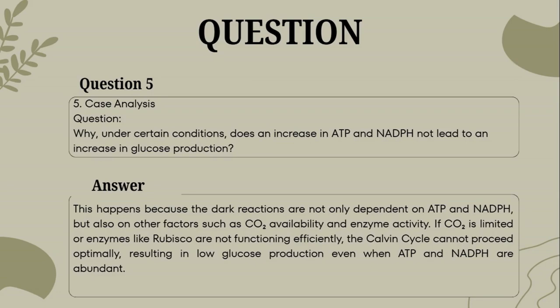Next question, case analysis. Why under certain conditions does an increase in ATP and NADPH not lead to an increase in glucose production? This happens because the dark reactions do not only depend on ATP or NADPH, but also on other factors such as CO2 availability and enzyme activity. If CO2 is limited or enzymes like Rubisco are not functioning efficiently, the Calvin cycle cannot process optimally, resulting in low glucose production even when ATP and NADPH are abundant.